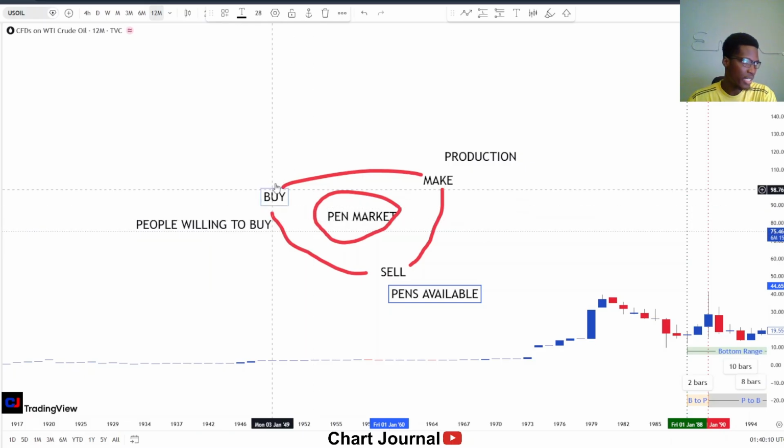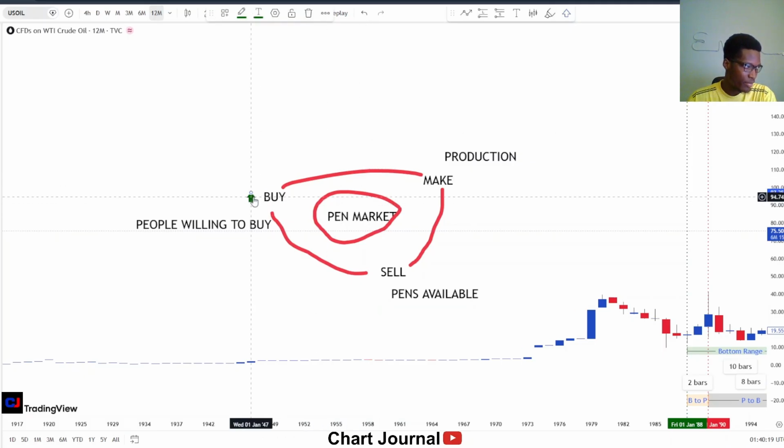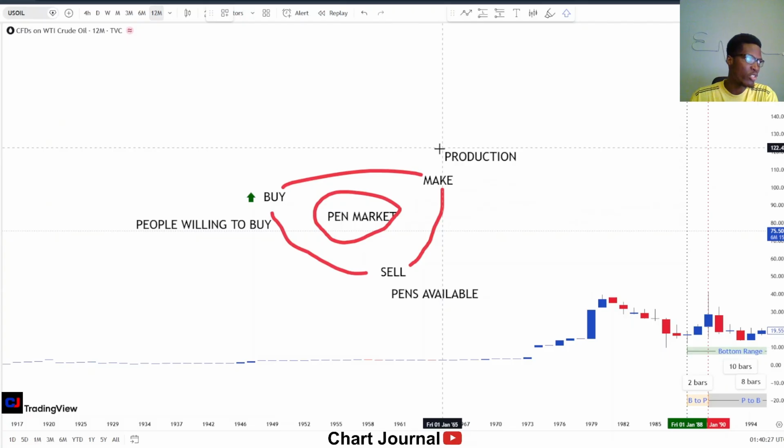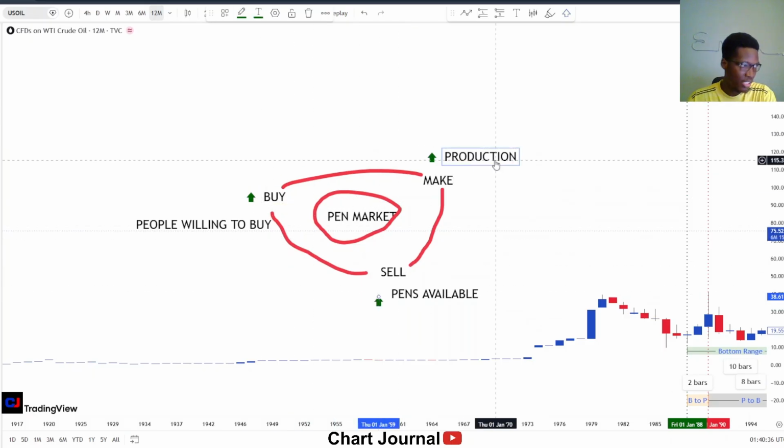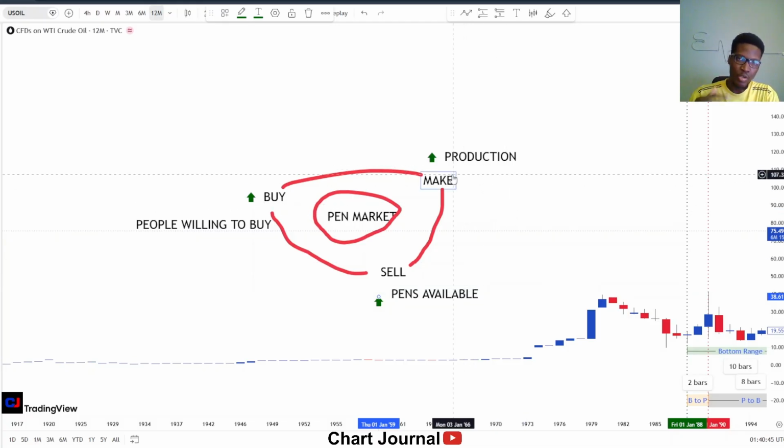So assuming we have pens and demand increases, or people willing to buy increases. If people willing to buy goes up, we need to have more pens available. How do we have more pens available? We need to increase production. So the making process needs to increase. Once production increases, the pens available also increase. Then people buy more, production increases. Then it's a cycle. For production to increase, we need more employees to produce these more pens. So employment increases because more people need to be employed to produce more pens.